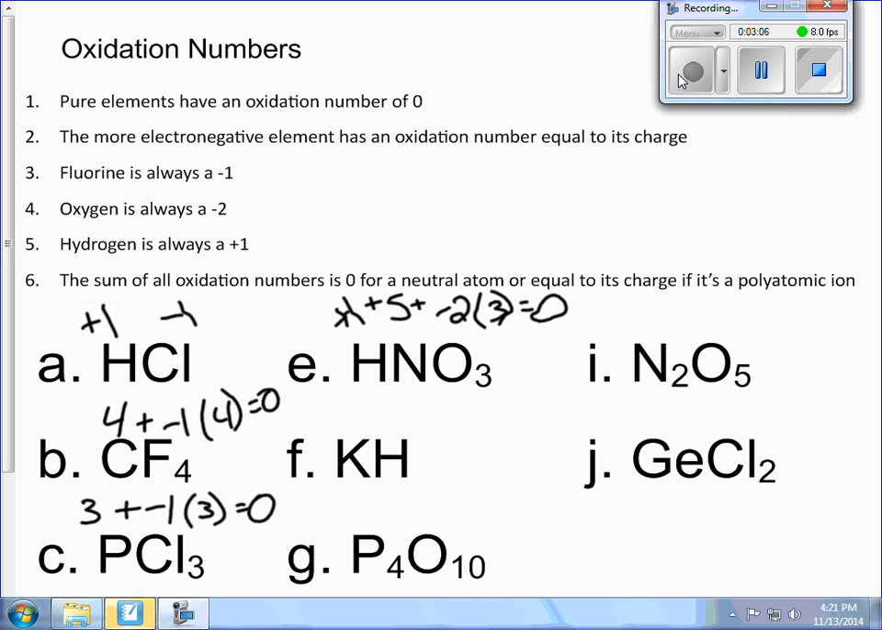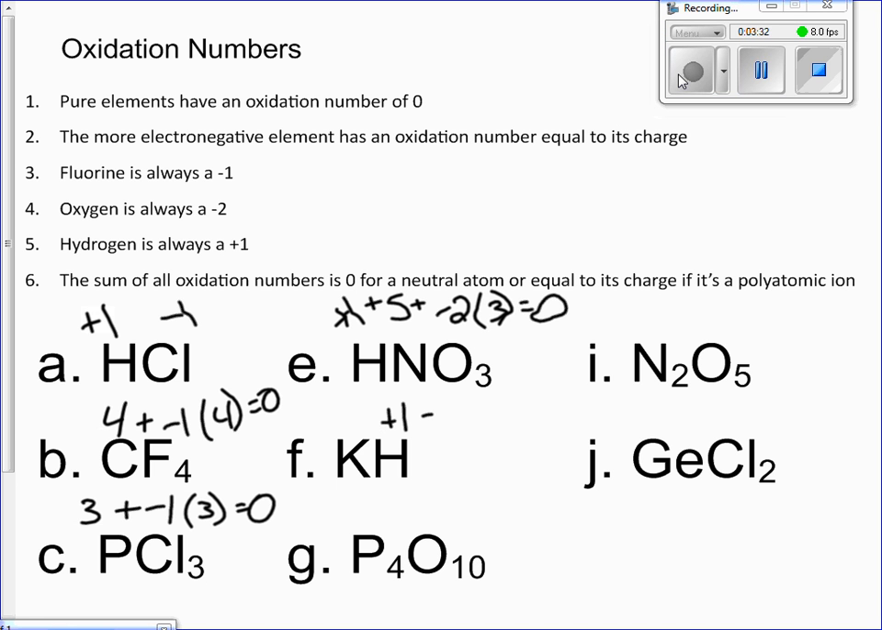So hydrogen has an oxidation number of a +1. Nitrogen has an oxidation number of +5. And each oxygen has an oxidation number of -2. Right, letter F, potassium hydride. Neither one of these elements are really electronegative, so we'll start with rule number 5 that said hydrogen's always a +1. So if we want it to equal 0, that means potassium has to be a -1. So potassium has a -1 oxidation number. Hydrogen has a +1 oxidation number.